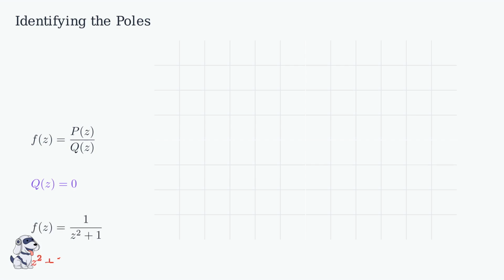Consider this example. Where is the denominator 0? Solving z squared plus 1 equals 0 gives us poles at positive i and negative i. These points are the secrets to the entire problem. By locating these poles, we know exactly where our function behaves strangely, allowing us to build our path around them.